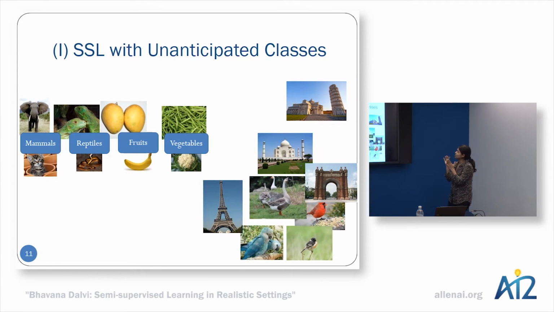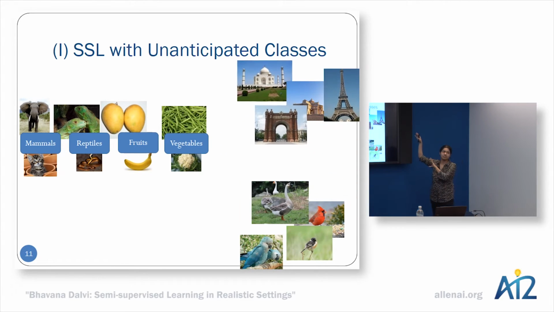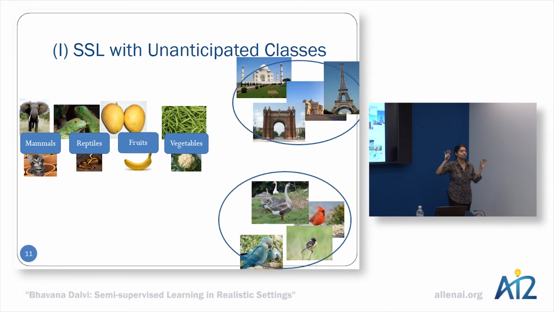If you look at them closely, they nicely cluster into groups of some consistent categories, and the research question we want to ask is, can we simultaneously learn classifiers for the known categories as well as discover these unanticipated ones in a single learning framework? Okay, so this is the research question.